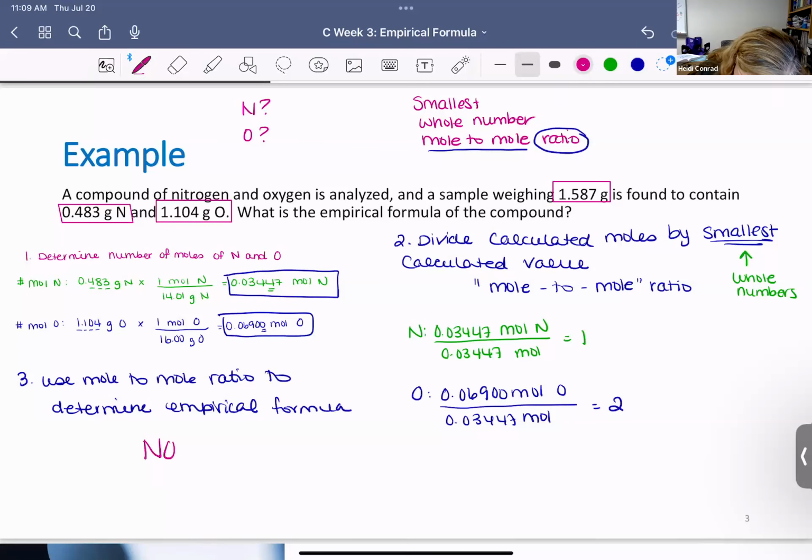For every 1 nitrogen, I have 2 oxygens. I now have my empirical formula. That is the lowest whole number ratio of the 2 elements to one another: 1 nitrogen to 2 oxygen.